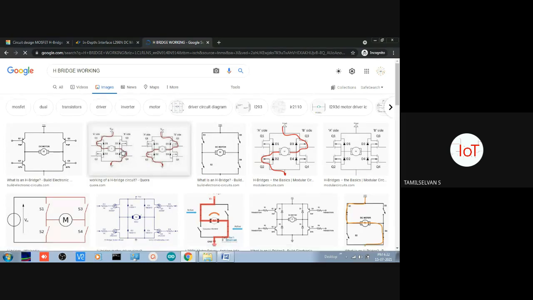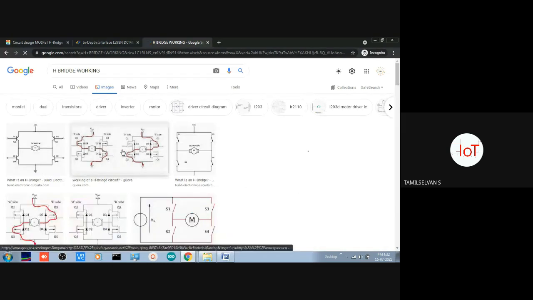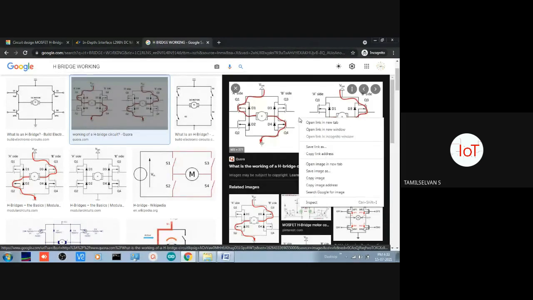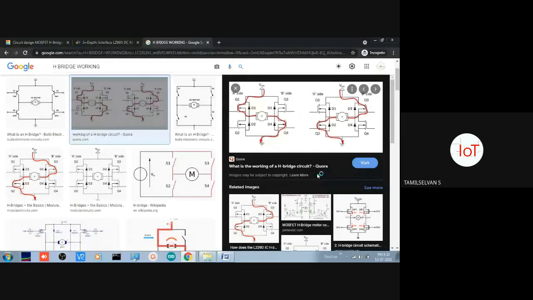So there are many videos available, but that will take a long time to play. So that's why I'm going with this method. For the positive direction, it will be energizing this particular transistor and the right side transistor. Transistor 1 and 4 will be energized. And for the left side movement, that is the anti-clockwise direction, it will be energizing transistor number 3 and transistor number 2. So this is how it will be operating your MOSFET transistors.